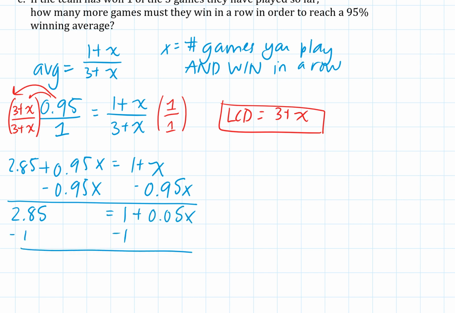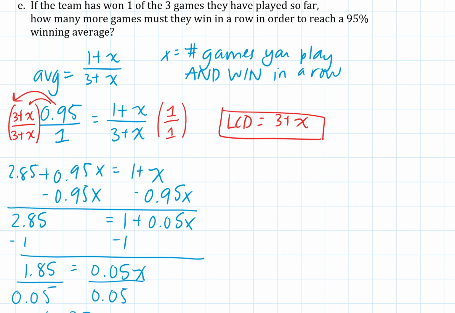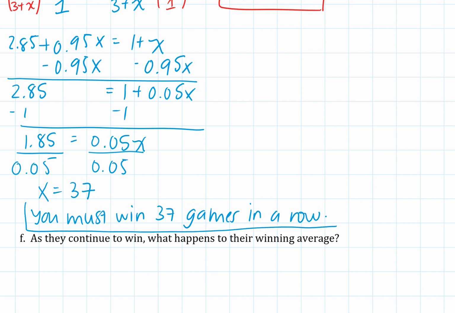So let's move x's to one side, everything else on the other side, and divide. And you get that x is 37. Let's see what the original question was. How many more games must you win in a row? You must win 37 games in a row. That's a lot, but that makes sense. If you want your winning average to be 95%, you've got to win a lot of games.